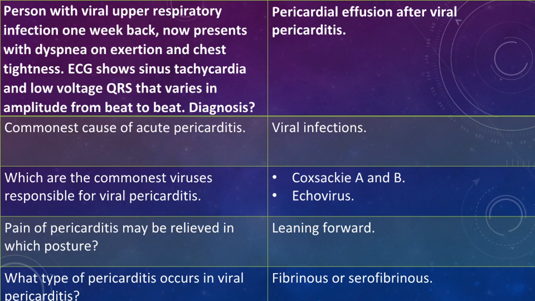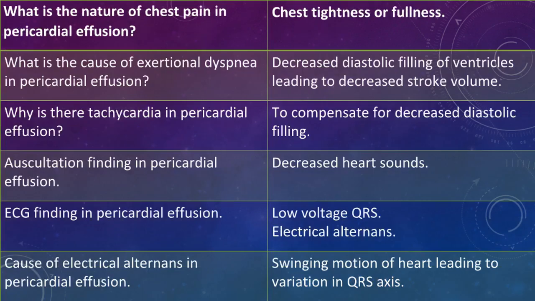Pain of pericarditis may be relieved in which posture? Leaning forward. What type of pericarditis occurs in viral pericarditis? Fibrinous or serofibrinous. What is the nature of chest pain in pericardial effusion? Chest tightness or fullness. What is the cause of exertional dyspnea in pericardial effusion? Decreased diastolic filling of ventricles leading to decreased stroke volume. Why is there tachycardia? To compensate for decreased diastolic filling.